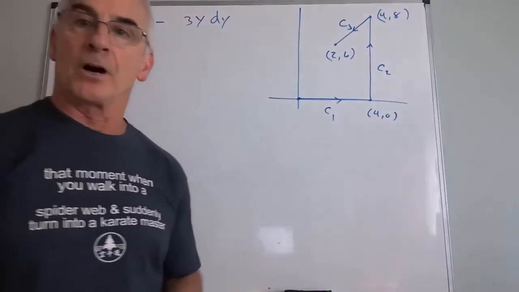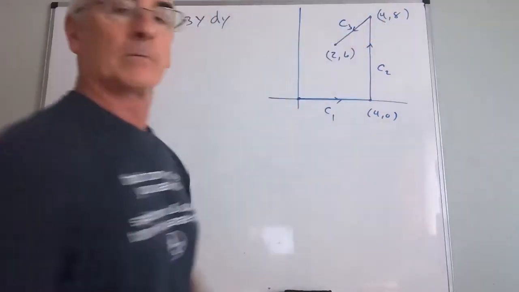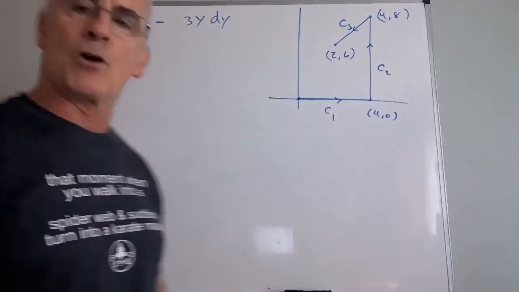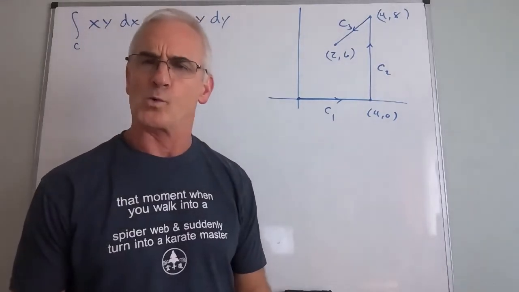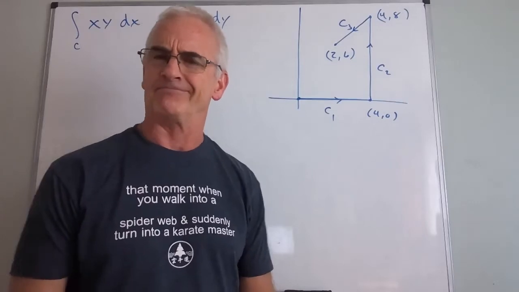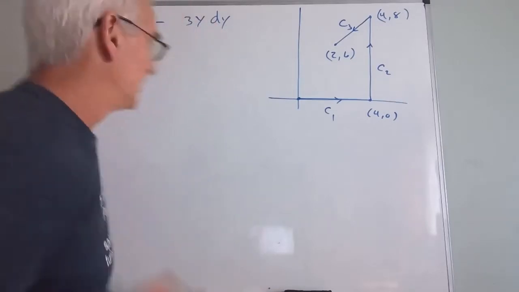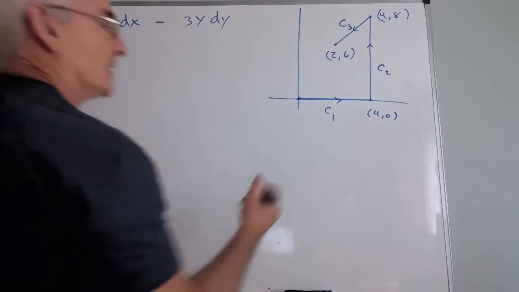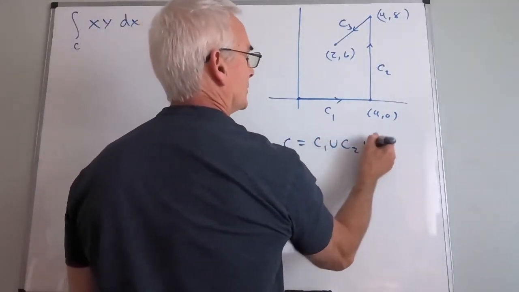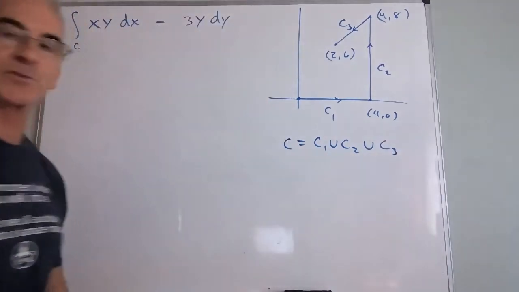I want the work done along this path. So I want to do this integral along that path. Ooh, that's kind of tricky, isn't it? This means that C equals C1 union C2 union C3. That's the first way we write it.